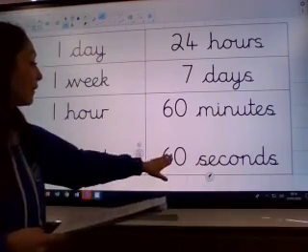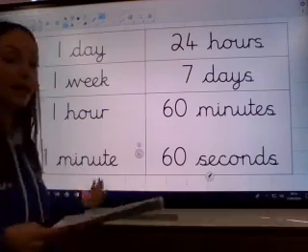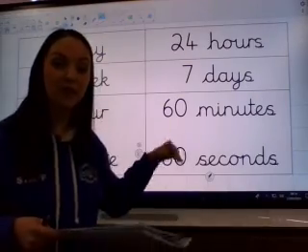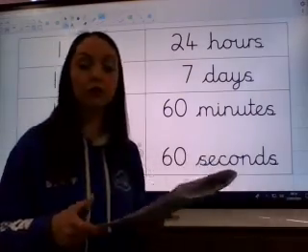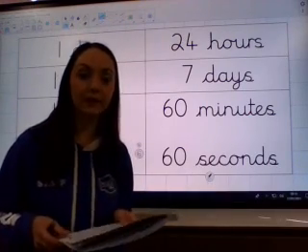Okay, so you know that there's 60 seconds in 1 minute. So if you multiply that by 12, remember just take the 0 off and add it back on after. You should be able to work that out and add them together at the end.